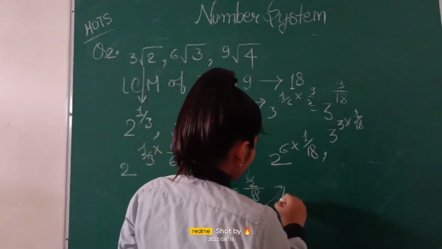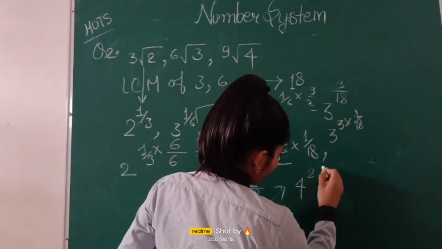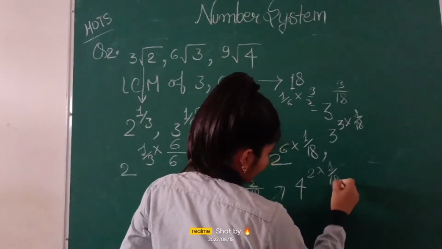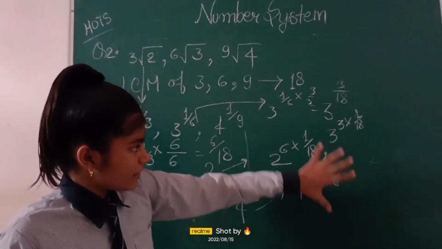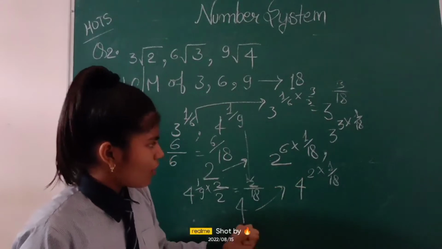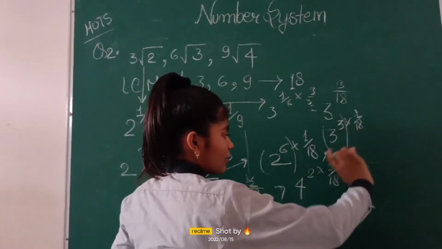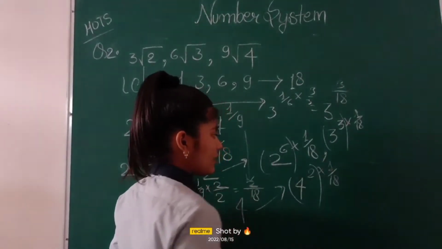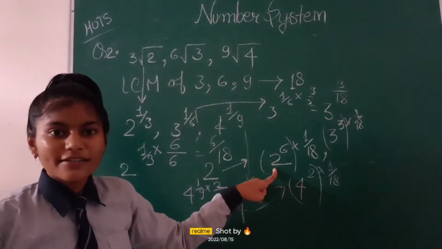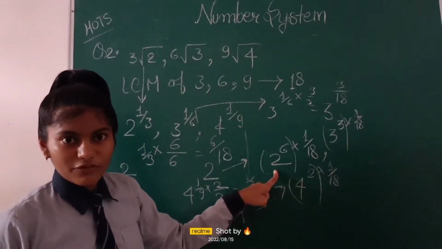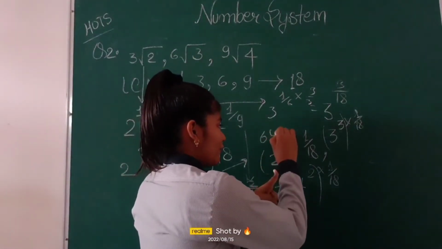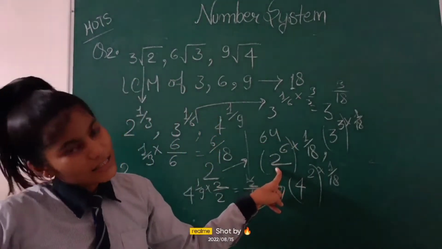So how will you write 4 raised to the power 2 into 1 by 18? You will get this. Now these are the 3 terms. If you see these terms, take 1 by 18 outside. See these terms. 2 raised to the power 6 is what? Tell me fast. Yes, it is 64.